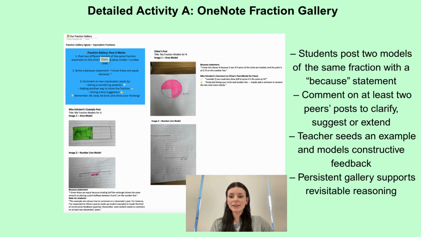This happens asynchronously, but begins in class so students are confident with the routine. I seed the class notebook with my own example, for instance, showing one half as both an area model and a number line point, plus a model comment so students can see what respectful, higher-order feedback looks like. Each student then posts 2 different models of the same fraction. For example, a shaded rectangle and a number line point, with a "because" statement linking them.